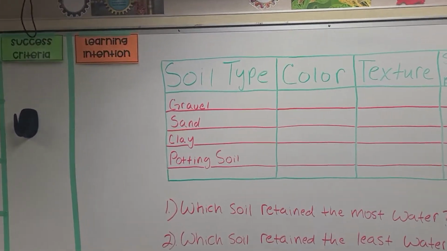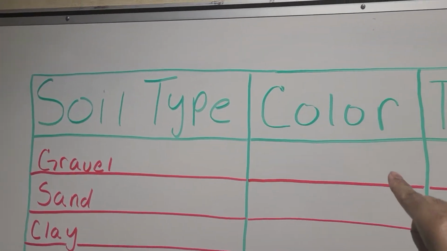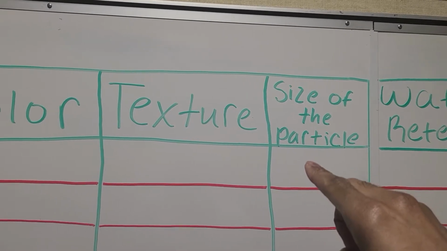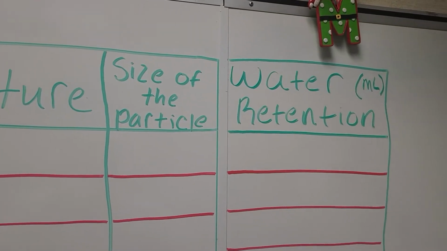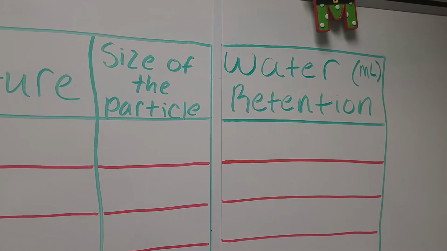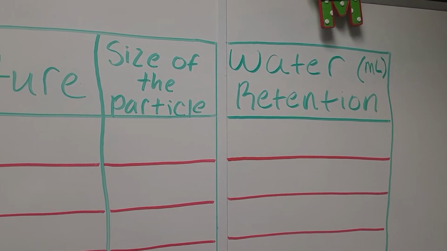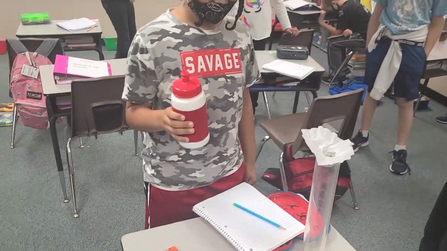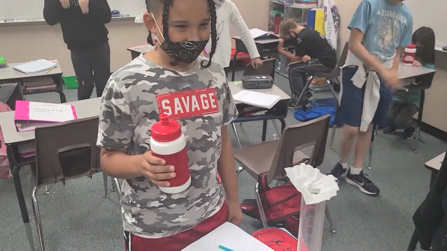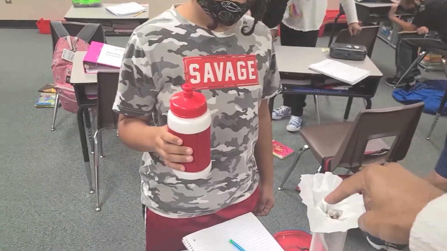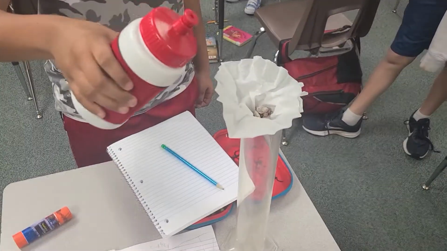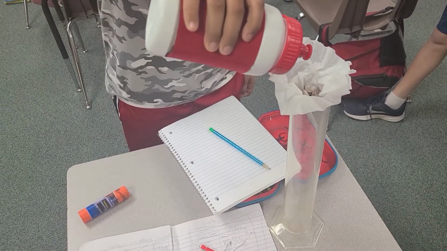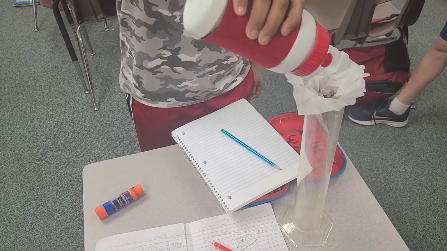Okay, so students have identified the gravel. They identified the color of the gravel, the texture of the gravel, and the size of the particle. Up next is the water retention, which will be measured in milliliters. Okay, so for this portion, we're going to go over water retention. I have our friend, he has the water bottle. He's going to apply the water right here in our coffee filter, and we're going to see how much water the gravel actually retains.